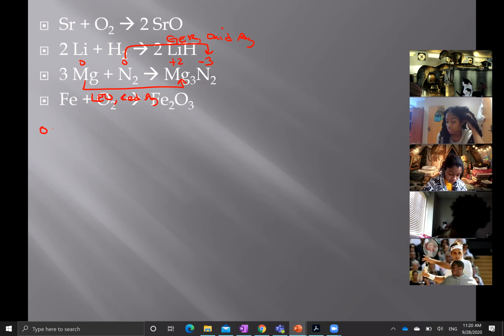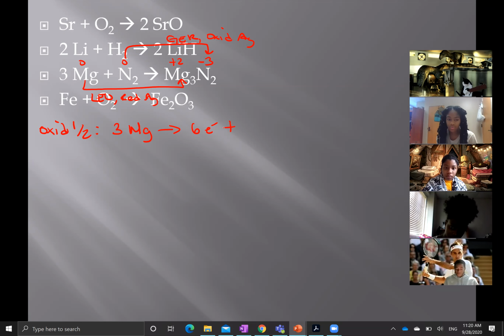most. So oxidation half. 3 magnesium yields 6 electrons plus Mg with the subscript of 3 and then 2 plus. Wrong.